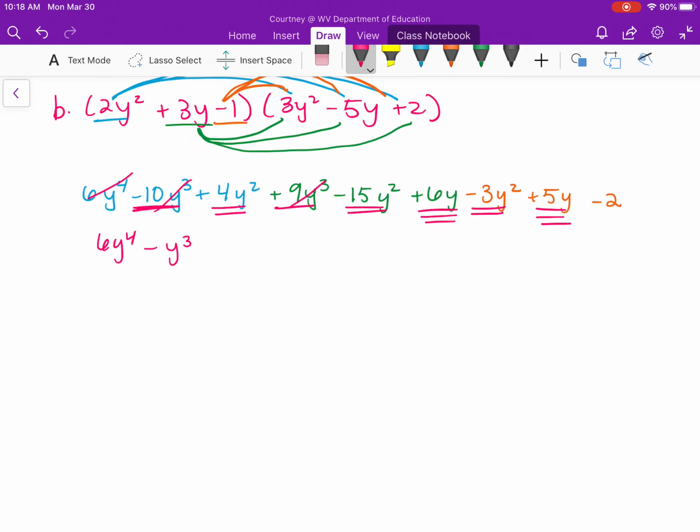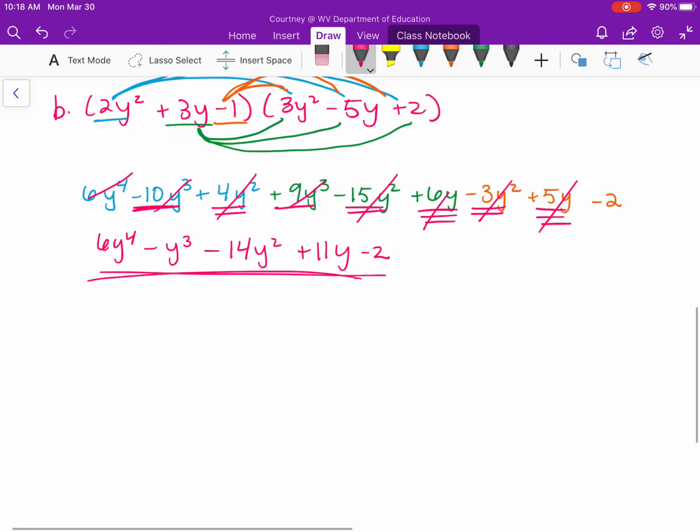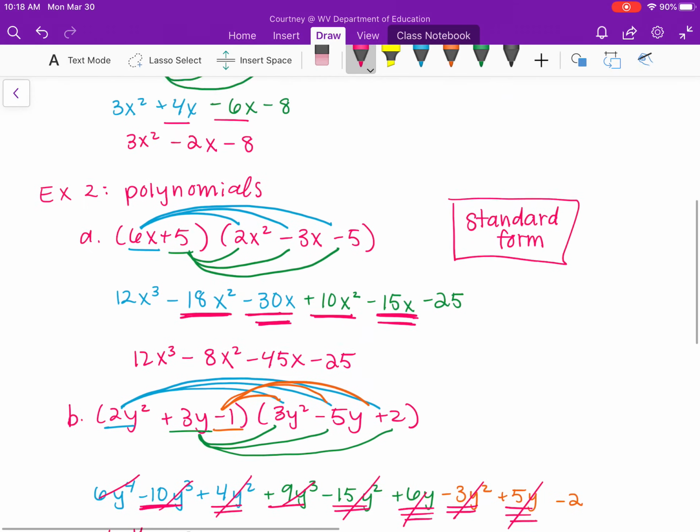Okay, then we have our squareds. We have a 4, a negative 15, and a negative 3. Add it up together, that equals negative 14y squared, so those are gone. Then we have our regular y's. 6 plus 5 is 11y. And last but not least, we have our little negative 2. Okay, so that is our final answer. That one was really long, but you hung in there.